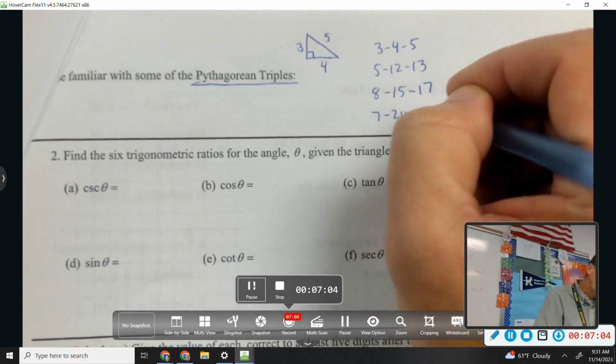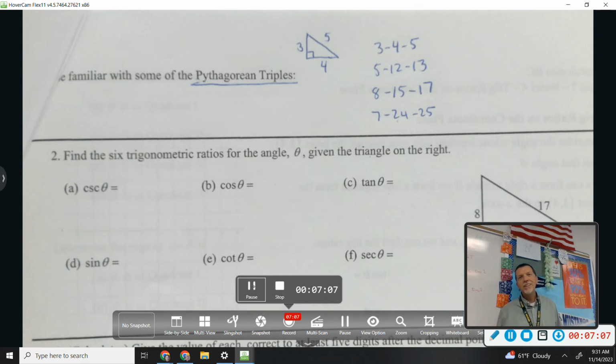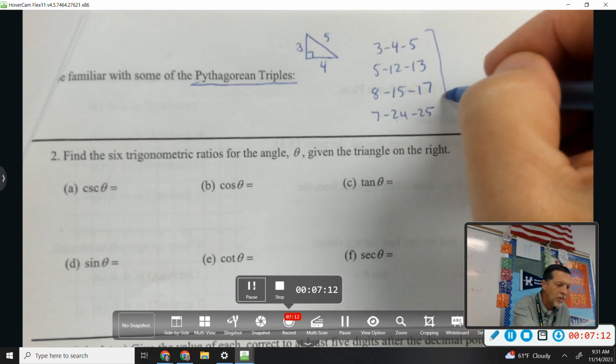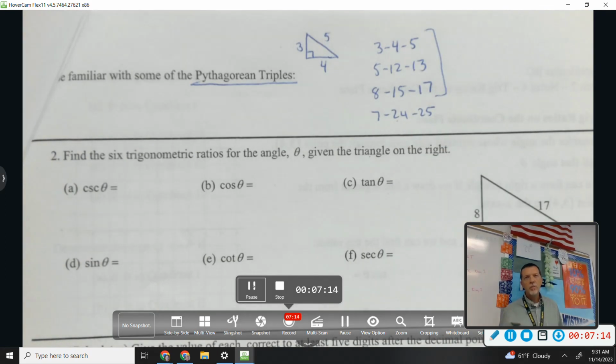7, 24, 25. I mean, they go on and on. But I would say if you know those first three, you'll be good. It just saves you time.